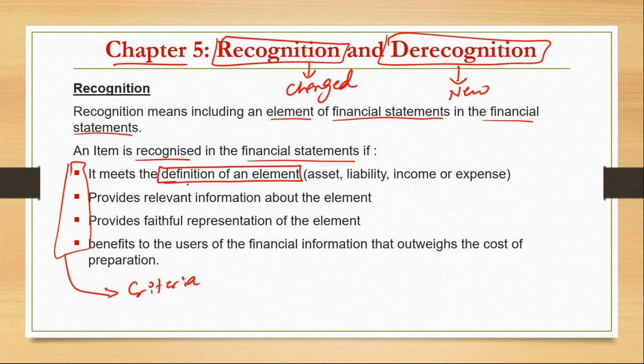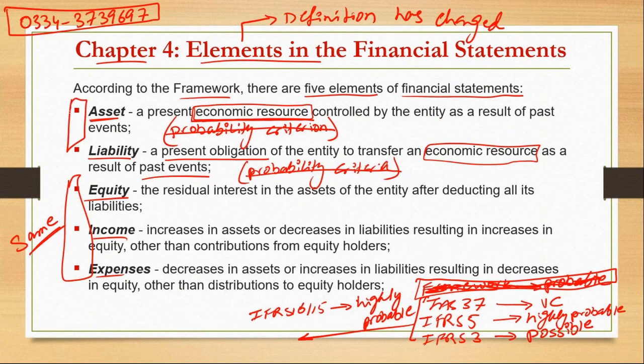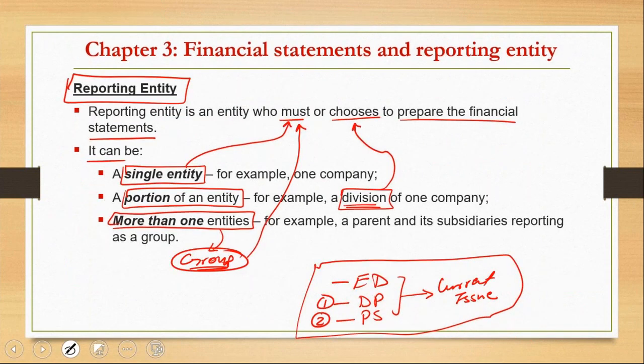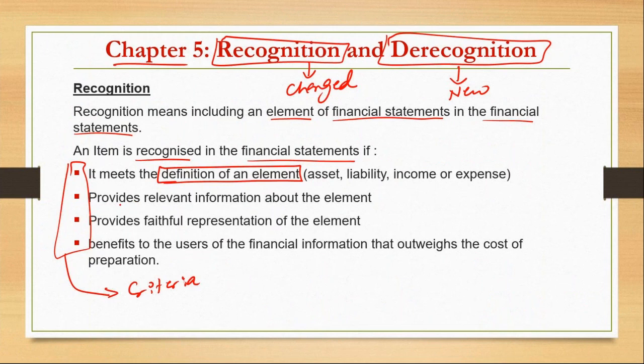So the first criteria is that it meets the definition of an element. It means the definition that we have just discussed. So we should be recognizing an asset if it meets the definition, plus the recognition of the asset will provide relevant information about the element. So if it is providing relevant information, then we should be recognizing the asset. Otherwise, we should not be recognizing that.